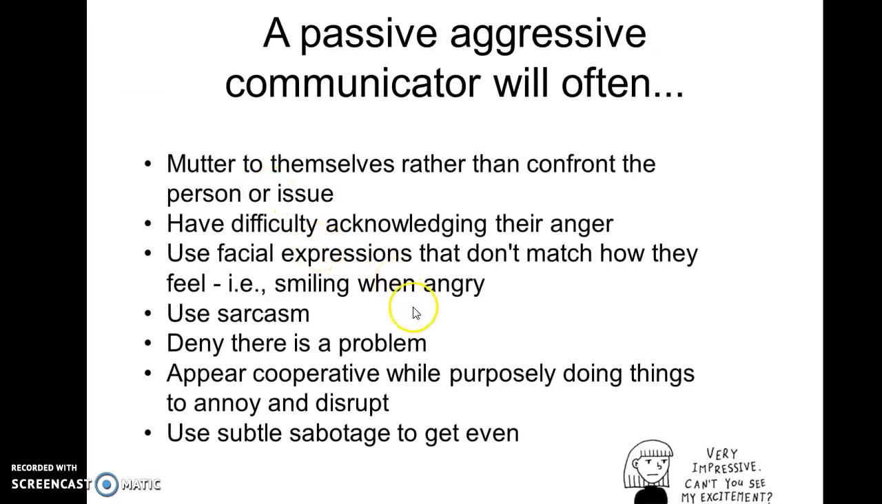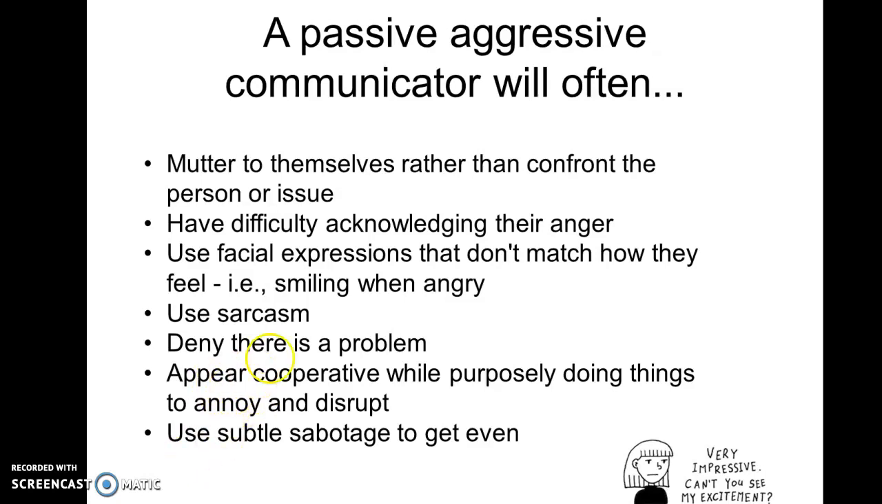So they often mutter to themselves rather than confront the person or the issue. They have difficulty acknowledging their anger. They use facial expressions that don't match how they feel, so they'll smile at you when really they're not very happy at all with you. They can be very sarcastic, so they'll say, oh, that's good for someone like you. They deny there's a problem, so when you go to them and say, oh, I noticed that you were a bit off with me the other day, they'll say, oh, no, I'm fine, when really they're boiling inside.